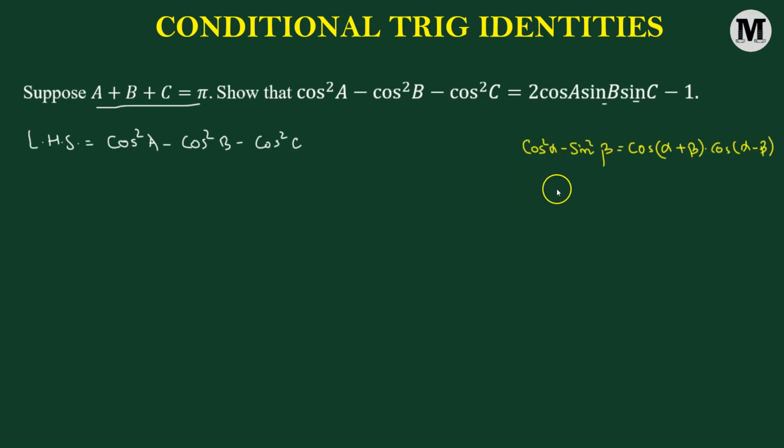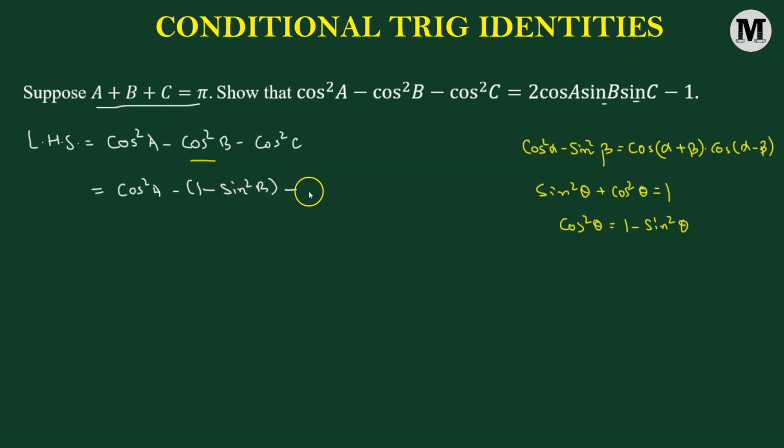Now we know for a fact that sine squared theta plus cosine squared theta equals 1. This is a standard identity, so we can convert any cosine squared function to its sine equivalent as 1 minus sine squared theta. So we're going to transform the second term in the expression. Here we have cosine squared A minus, now in place of cosine squared B, we're going to use 1 minus sine squared B, minus cosine squared C. So that's further simplified to get cosine squared A minus 1 plus sine squared B minus cosine squared C.